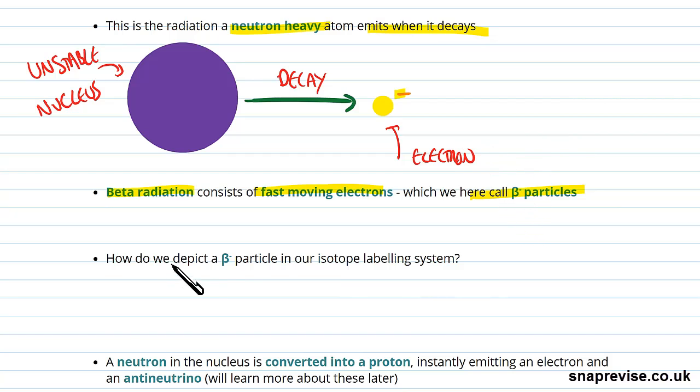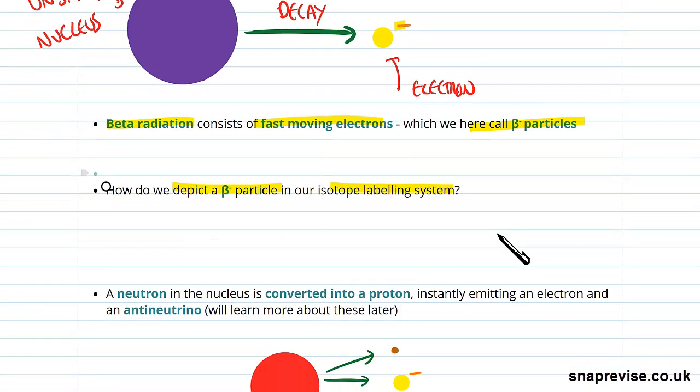So how do we depict a beta minus particle in our isotope labeling system that we had before? This is basically just like asking how do we depict an electron in our isotope labeling system, which is not something we really talked about. What we do is start off by writing down the symbol, which is just a beta. That's its chemical symbol.